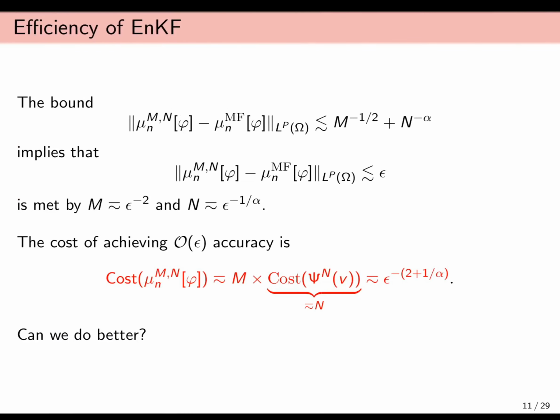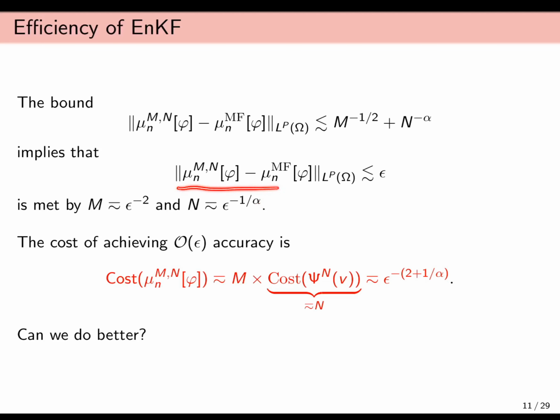All right, so using this result, we see that asymptotically, if I want to approximate the mean field measure at some given time n for a given quantity of interest with an accuracy which is of order epsilon, then I need to choose my ensemble size to be order epsilon to the -2 and my discretization parameter to be of this magnitude. Let's assume we know alpha.